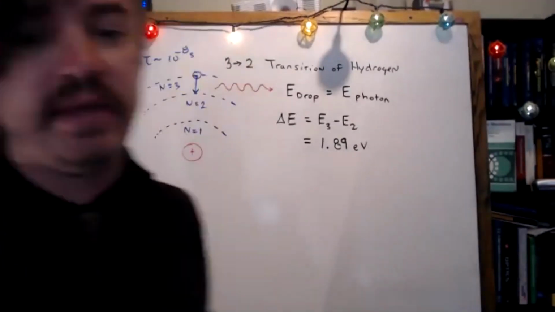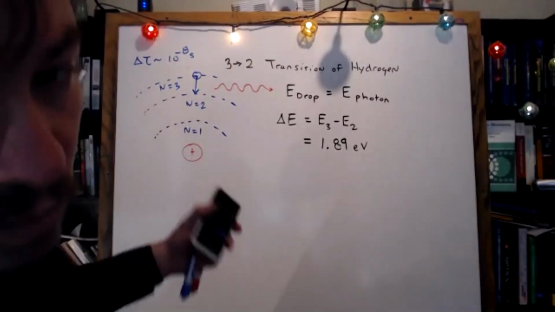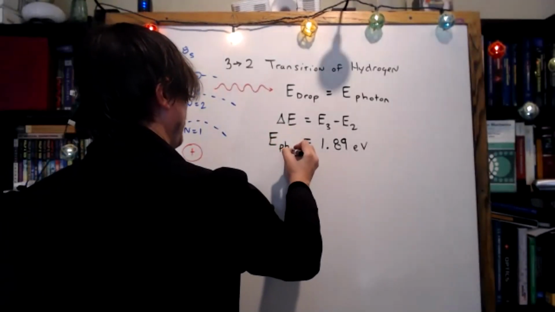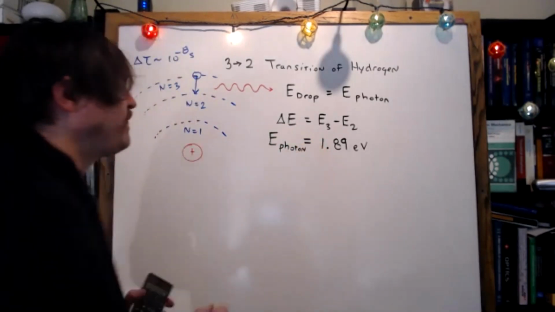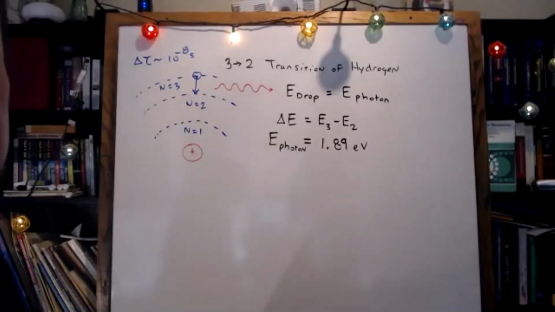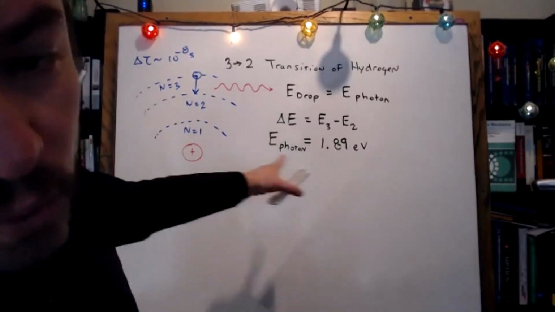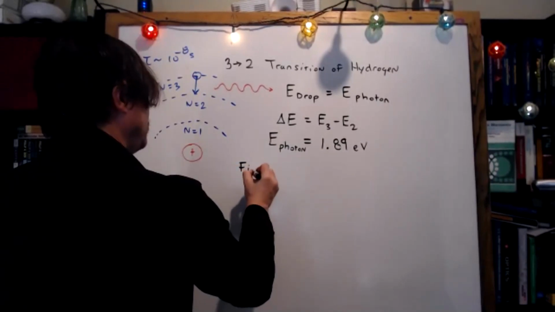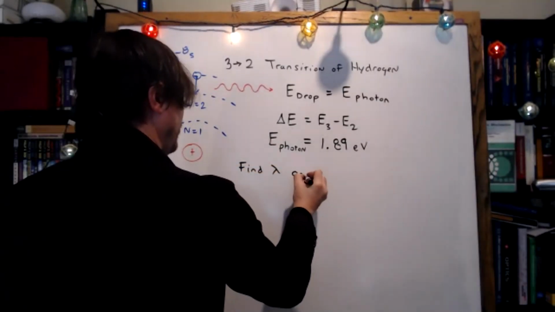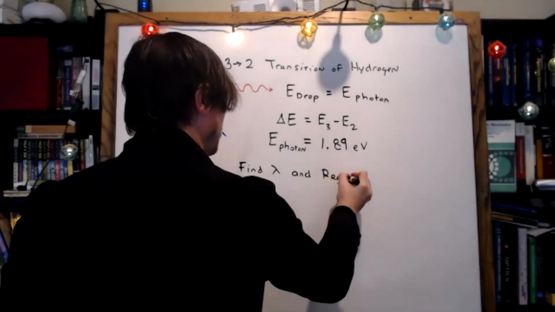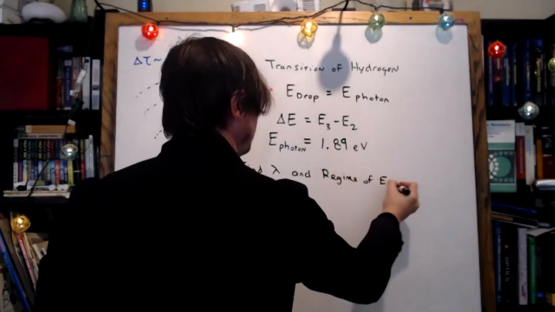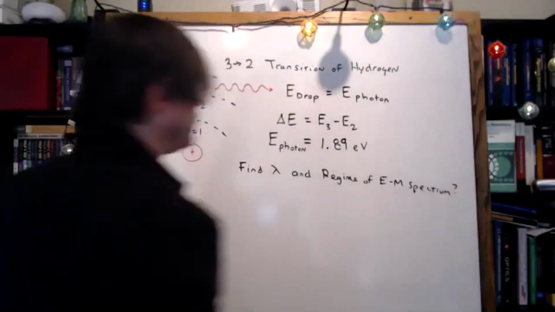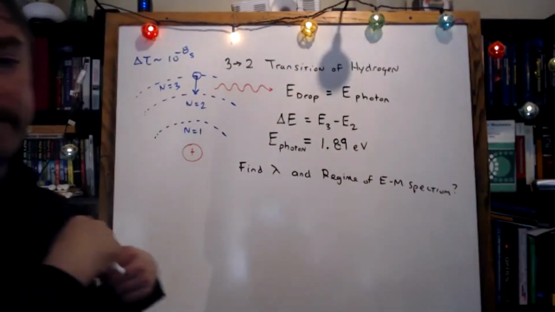Okay, so work with me here for a second. What is our goal? Our goal is to find what is the wavelength and what type of photon is released by the 3-to-2 transition of hydrogen. We know the energy of the photon. Let's find the wavelength and the regime of the EM spectrum. Do you guys know how to go about doing that?